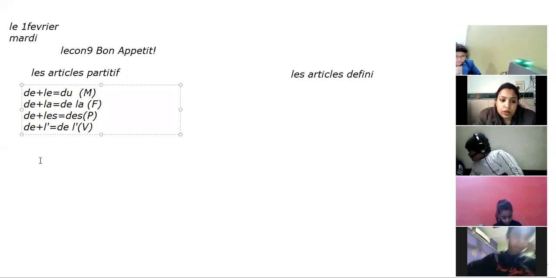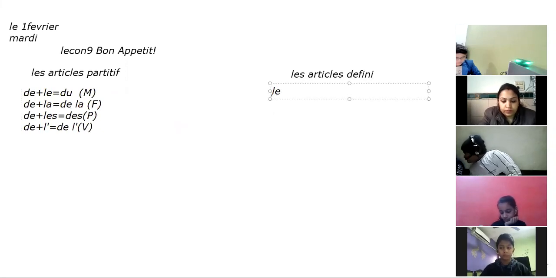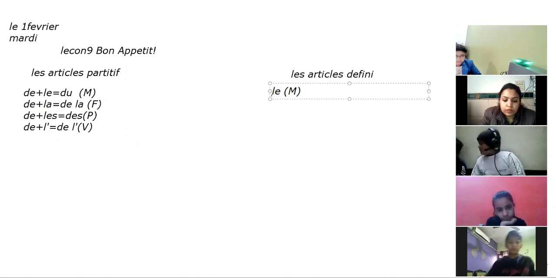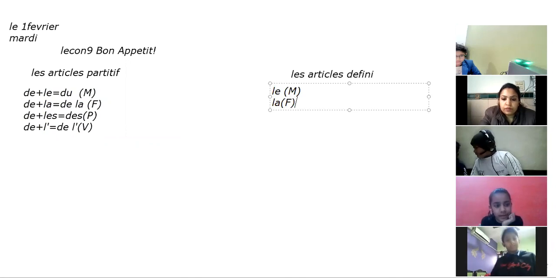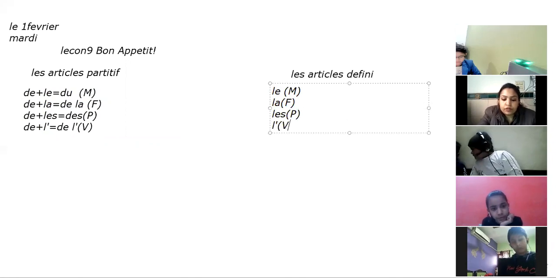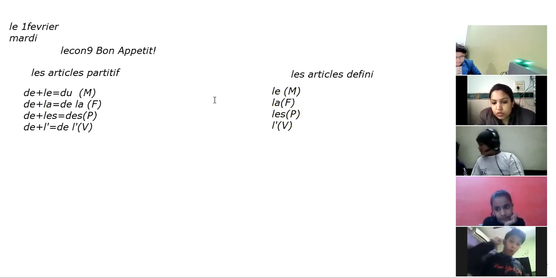Okay. Now, if I talk about article défini, it's le, used with masculine. Then is la, used with feminine. Les used with plural, and l' used with vowel. Okay. Now, what is the difference between these two?